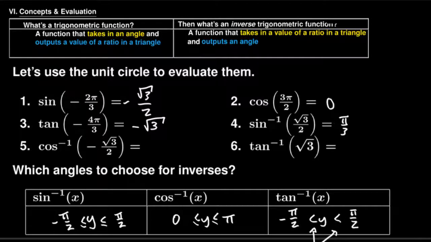Alright, and cosine equals negative square root of 3 over 2. There's a few of them, but remember it's going to be the one that's within this. So that's going to be one of the pi over 6's. Which one is it? It's going to be this one. It technically is there too, but we need to go between 0 and pi. So there's going to be 5 pi over 6.